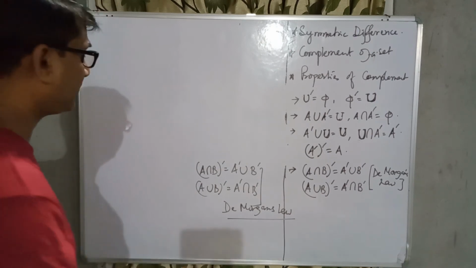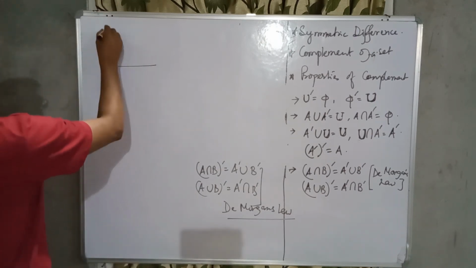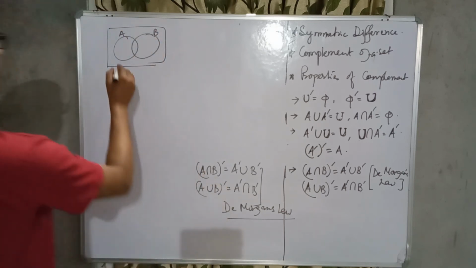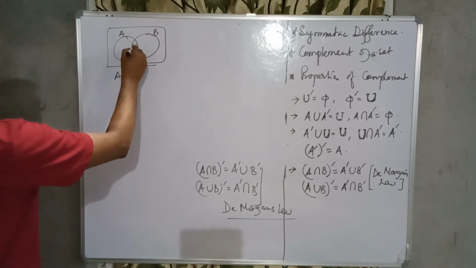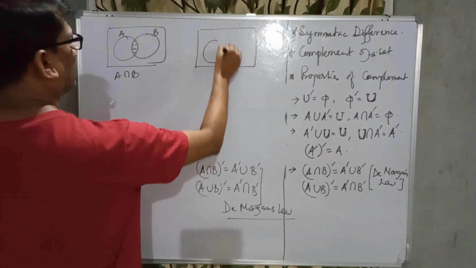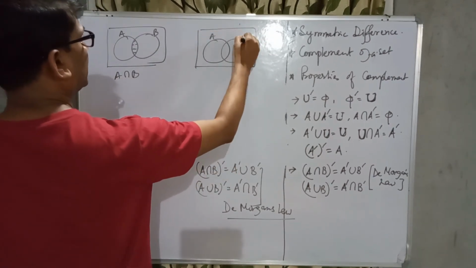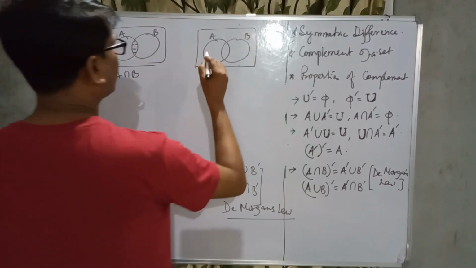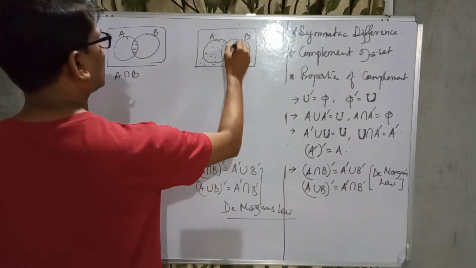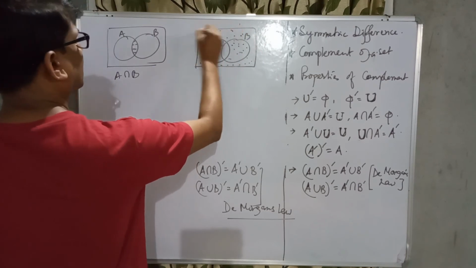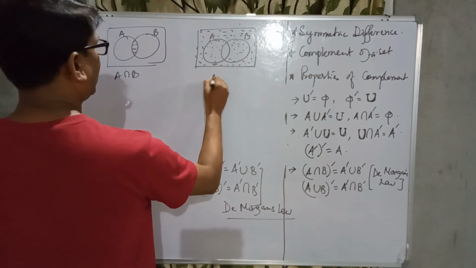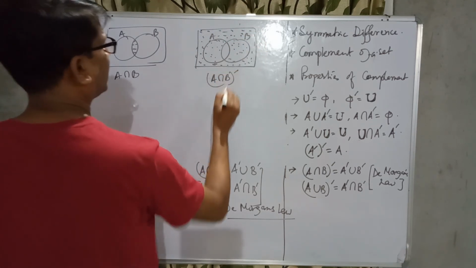or with the help of Venn diagrams. Let's see with the help of Venn diagrams. This is A, this is B. A intersection B is this part. Then its complement: we will use these dotted lines. This complete dotted part is the complement of A intersection B.